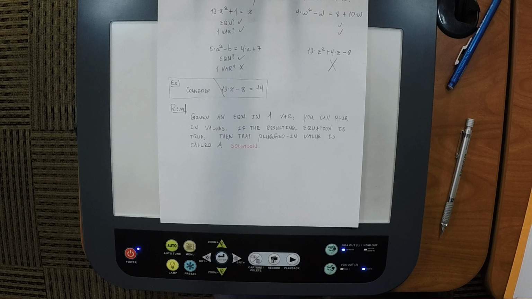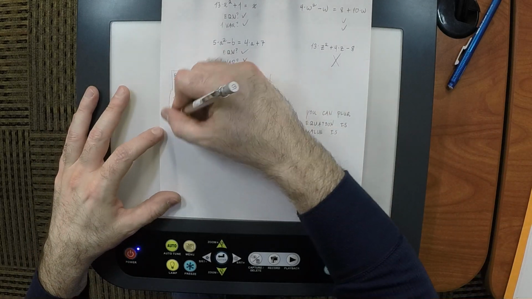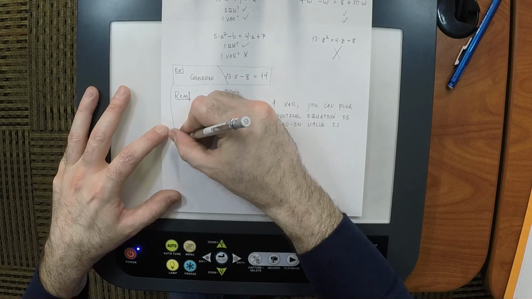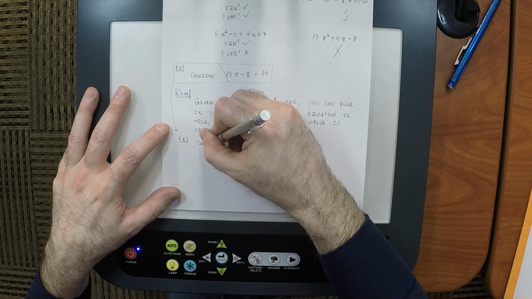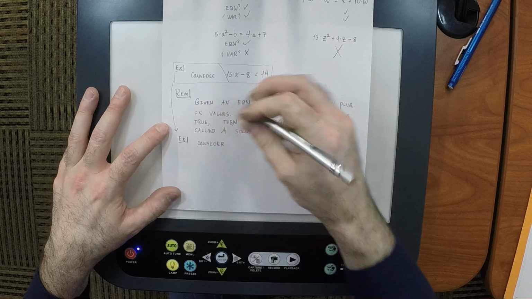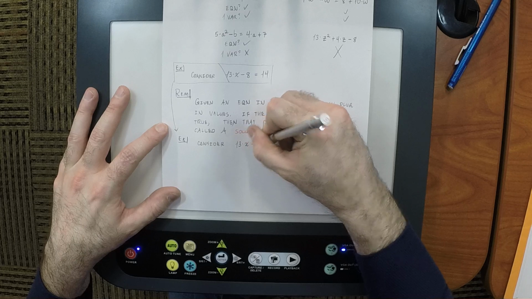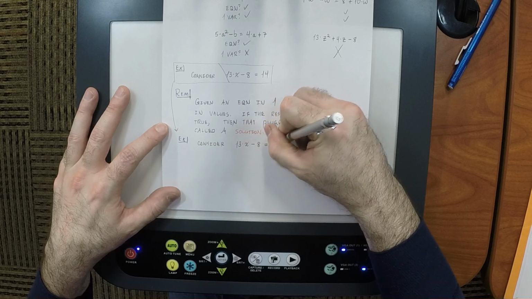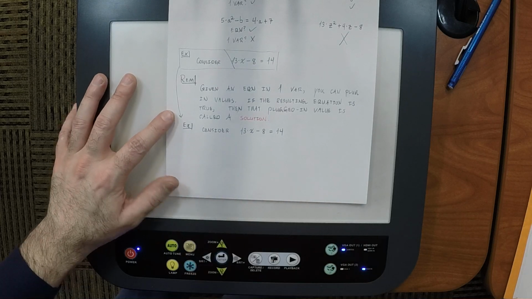Okay, otherwise, that plugged-in value is not a solution. All right, so now, that thing I was going to say. Okay, so now consider 13x minus 8 is 14. So now here's the first question.